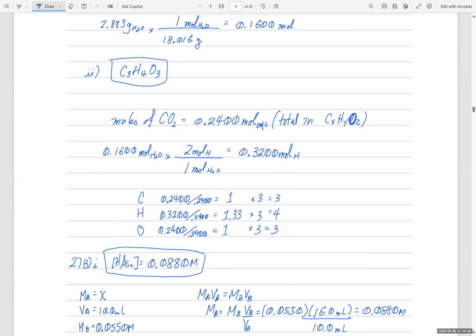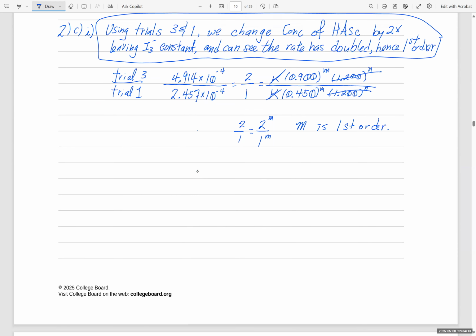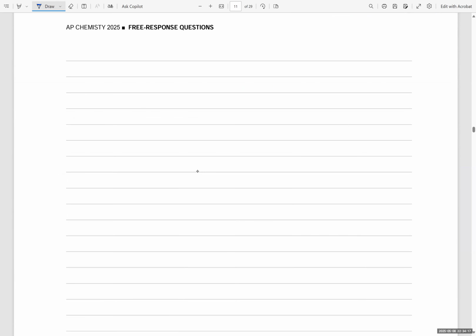So for C2, we got space. No, I'm going to use my own advice to my students. They're going to laugh at me. 2C2 right here. What are we solving for? We're solving for the rate constant K. So I'm going to leave a space over there. So let's write out our expression. Rate is equal to K, right?